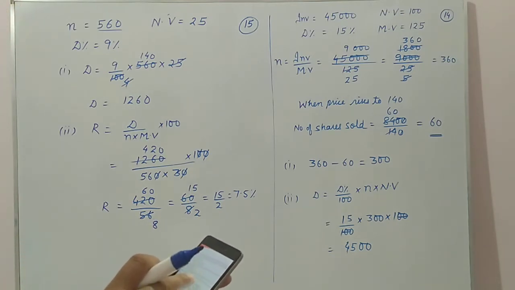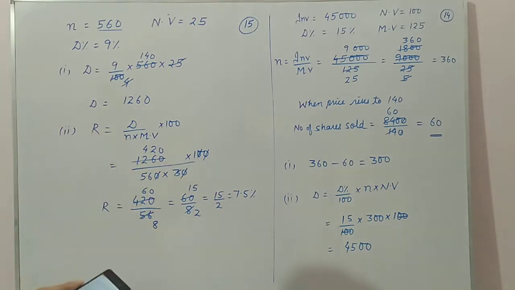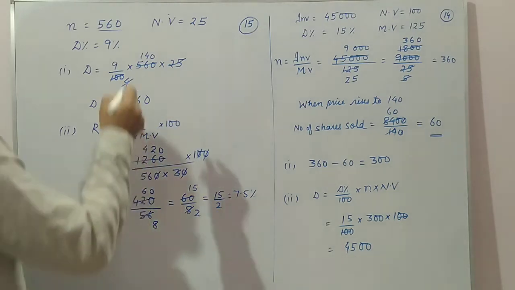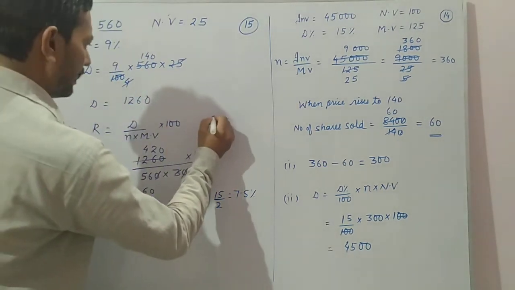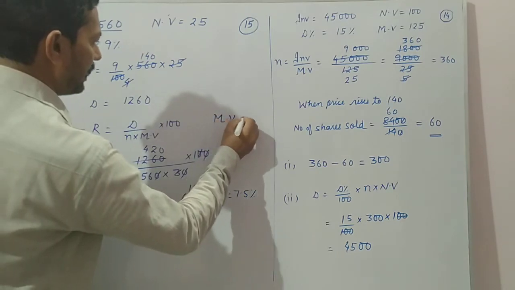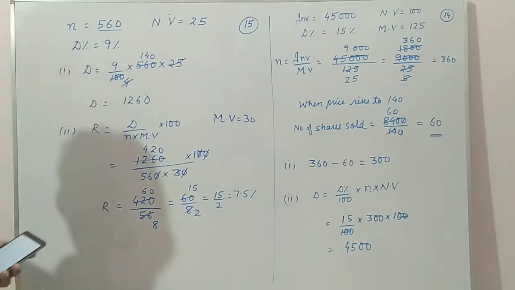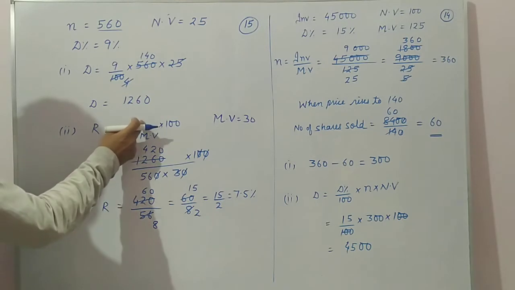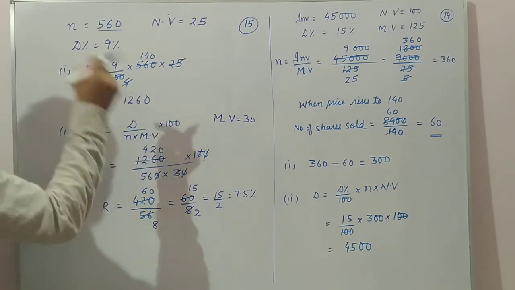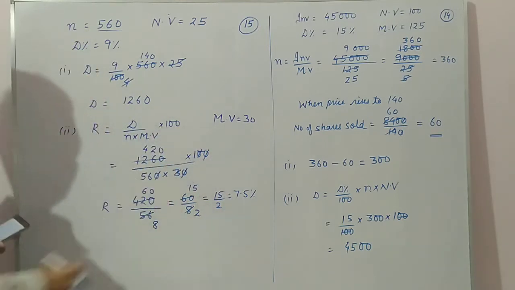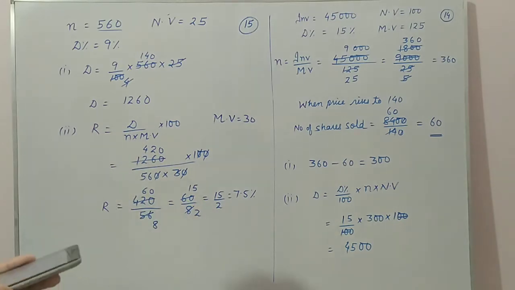Second part, that is the rate of interest on his investment, if Ajay has paid rupees 30 for his share. So we have to determine the rate of interest. If Ajay has paid rupees 30 for his share, that means the market value of the share is 30. So the rate of interest is dividend by number of shares into market value into 100. Put the values, and you will get the rate as 7.5%.